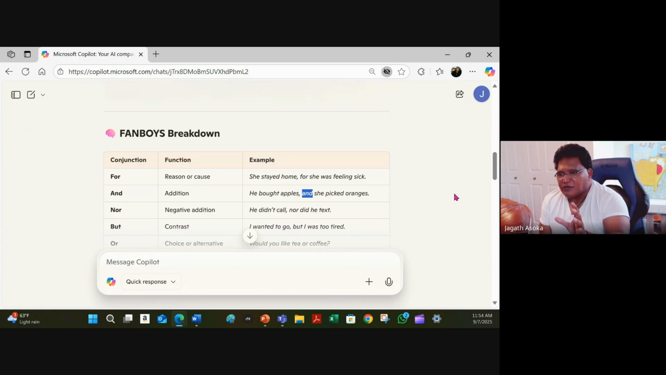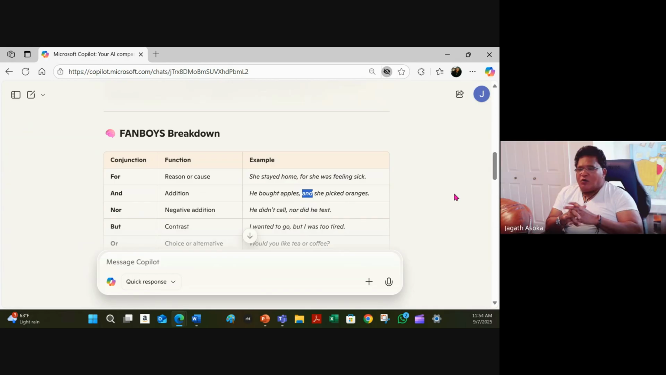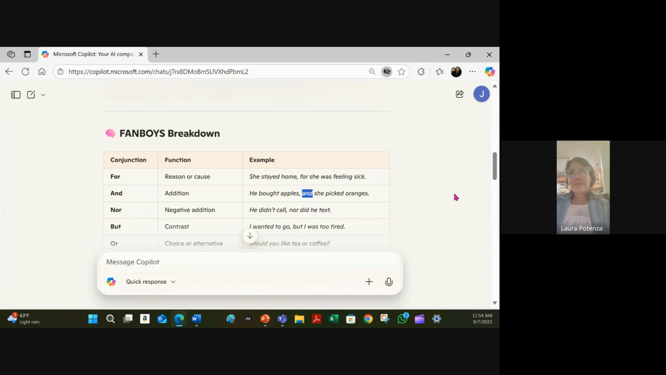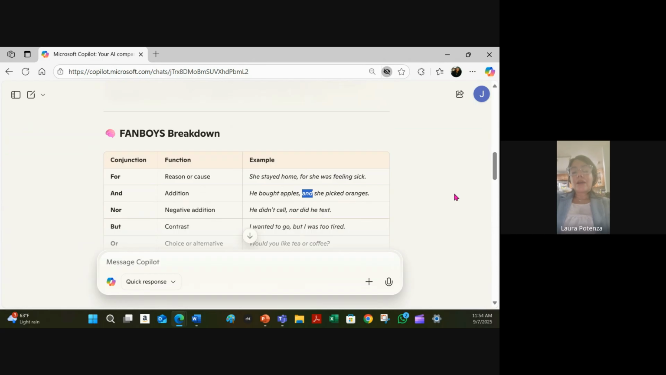But for instance, the second one, if you said he bought apples while she picked oranges, you would put a comma before while. Or you can say he bought apples, she bought ice cream. He bought apples, comma, and she bought ice cream. You cannot just put a comma. We can. Okay, all right.